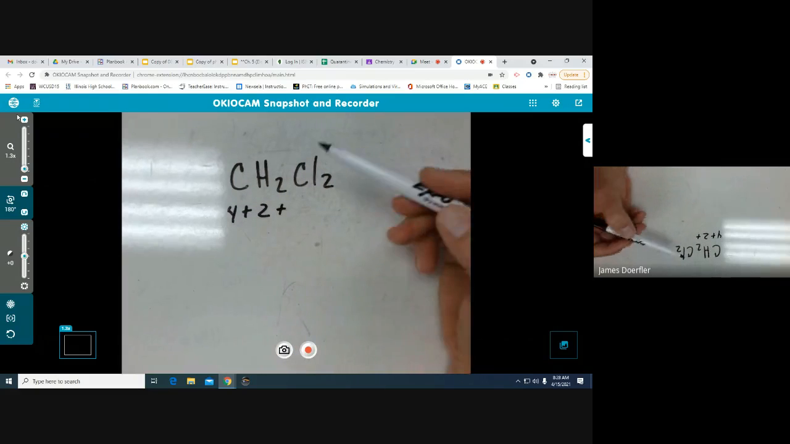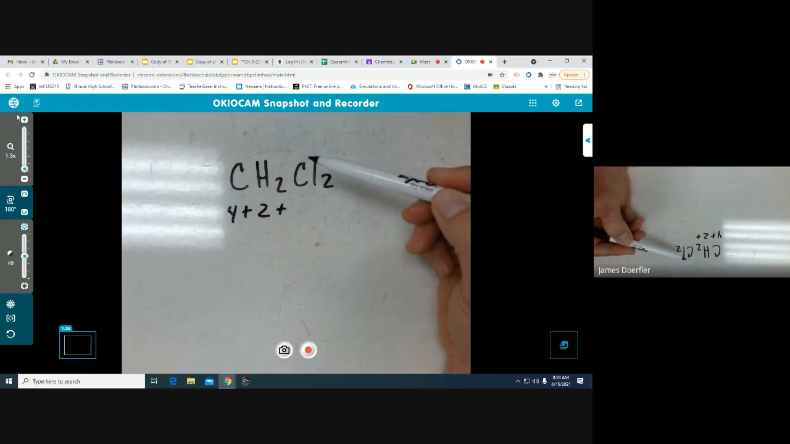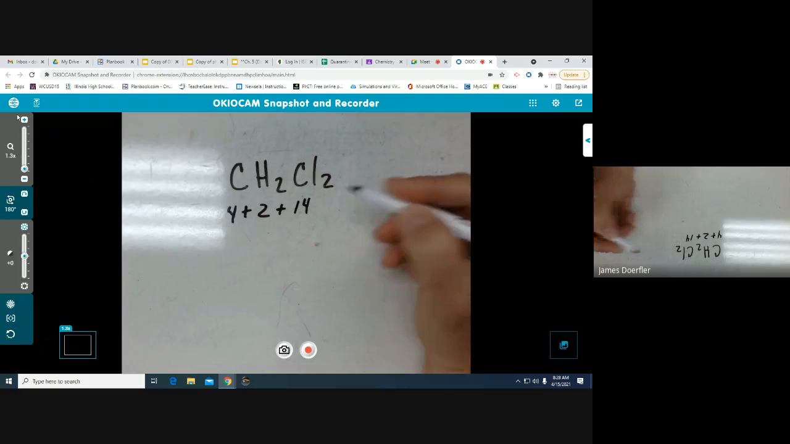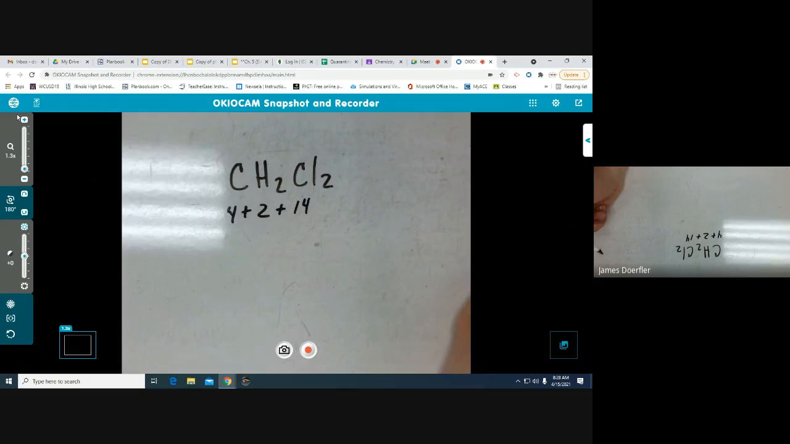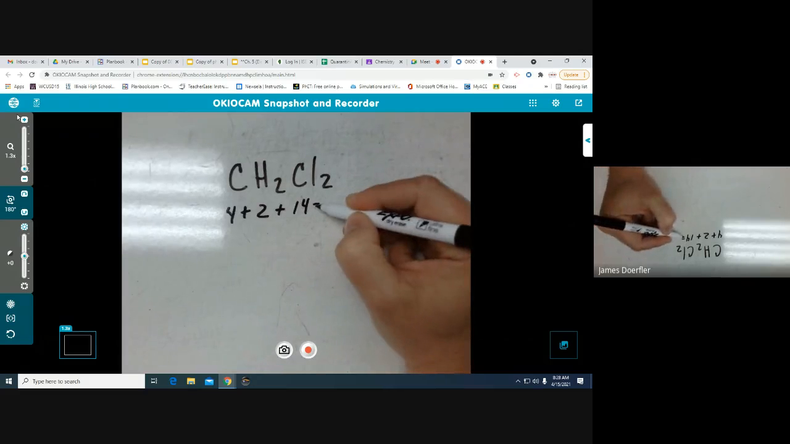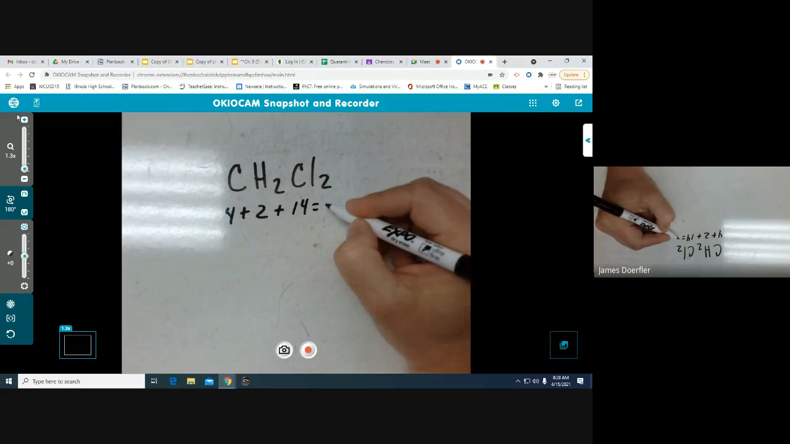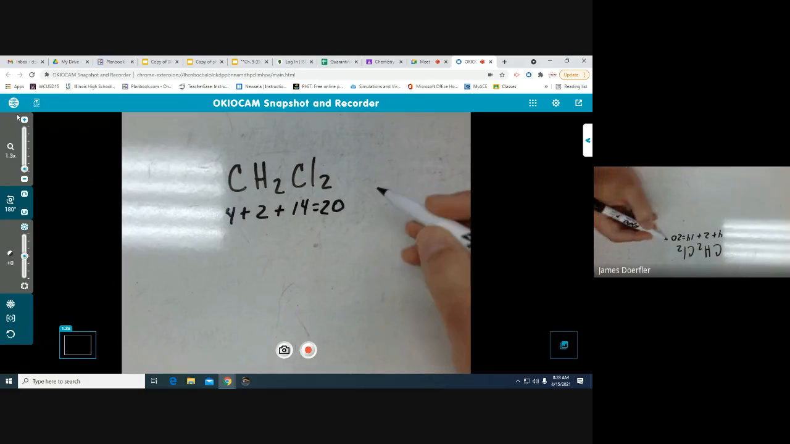And so now we have chlorine. We've already established that chlorine has 7 for a single atom, but we have 2 present. So we have 14 valence electrons from chlorine. And then we sum them up, 4 plus 2 plus 14, we get 20 valence electrons.